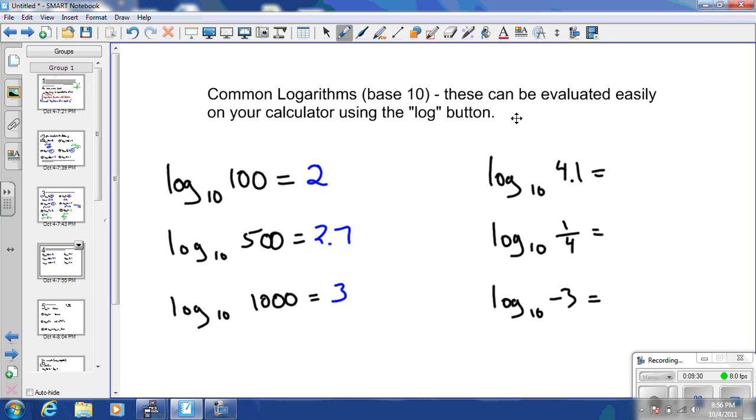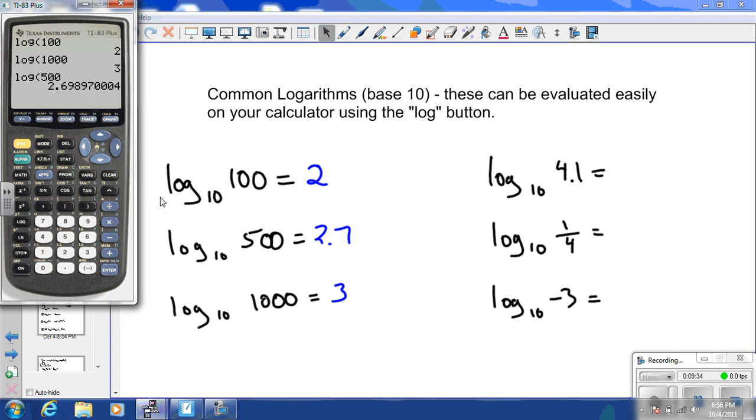Now we can do weird things like this over here. These are certainly not anything that you would do in your head. Log base 10 of 4.1. Well, we rely on the calculator. That's the beauty of having it. So I type in log 4.1. I get 0.61, we'll call it. That's the power that I would have to take 10 to in order to get 4.1 as an answer. So about 0.61, I'm sorry.